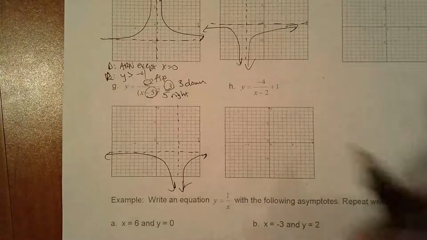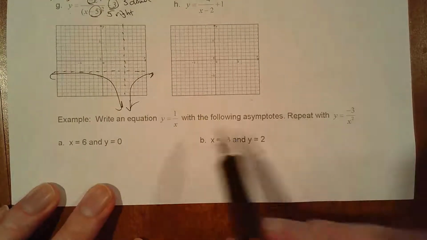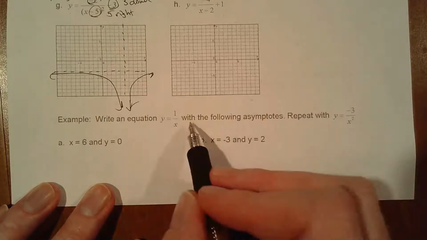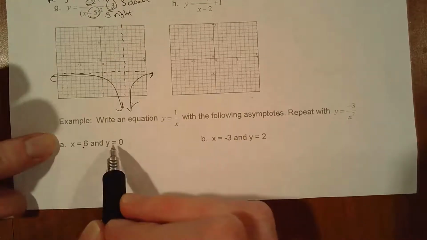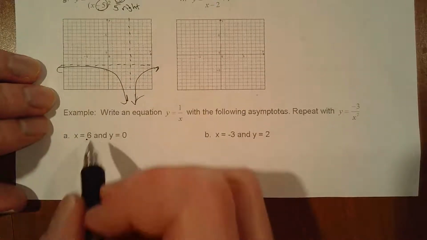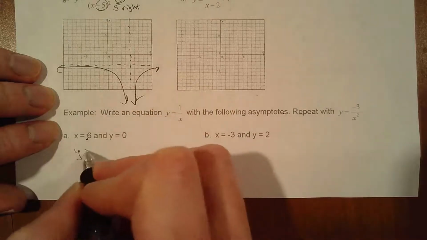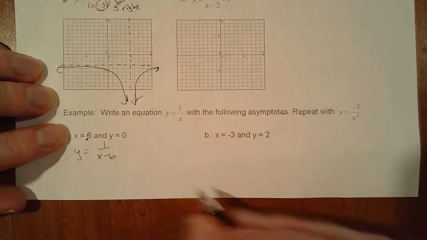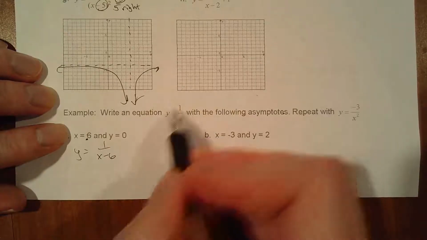So yeah, hopefully that kind of helps. I'll skip these two just for the sake of time. The last two questions now say write an equation of this form, for A and B, with the following asymptotes. So let's say if I want to have an asymptote of x equals 6 and y equals 0, that means this was shifted 6 to the right, but not up or down. So it'd be y equals 1 over. If I want to go 6 to the right, I would subtract 6. If I want to shift it up 0, put nothing on the end. Okay, and it has a 1, so I put a 1 there.